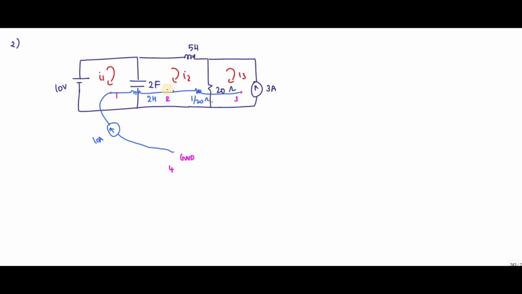Next, from 2 to ground, I have a capacitance, so I should have an inductance. Next, from 2 to ground, I should have a voltage source, and that value is 3 volt. You can see this I3 and 3 amps are in opposite directions. Usually if I have an upward arrow, the voltage should be plus or minus. But since I3 is in the opposite direction of this 3 amps, you have to draw it in the opposite way.